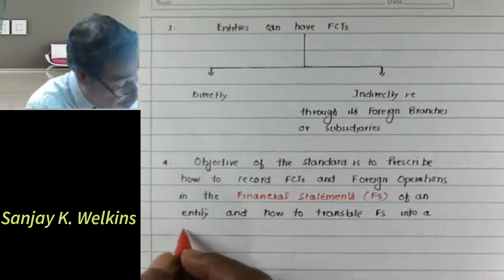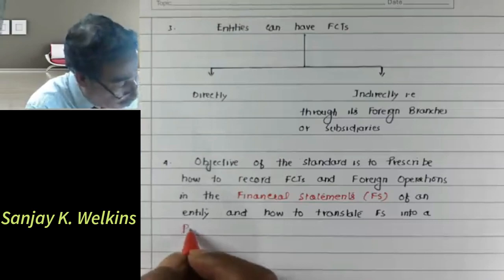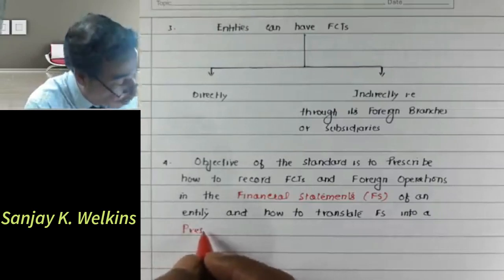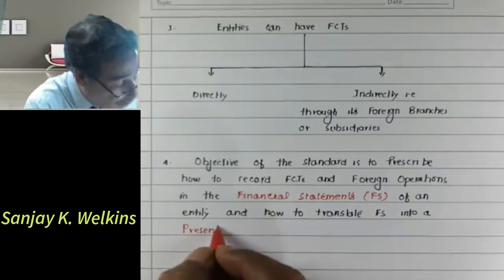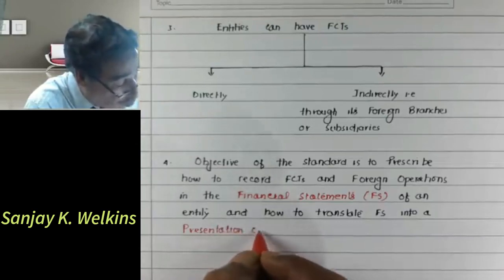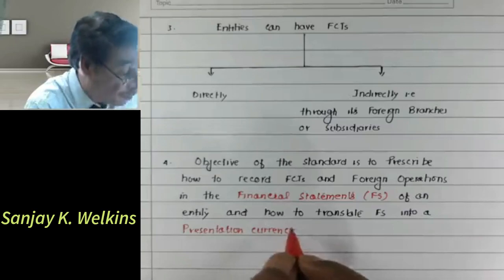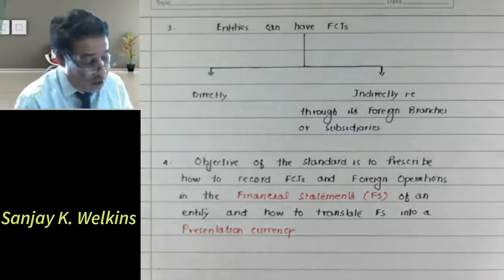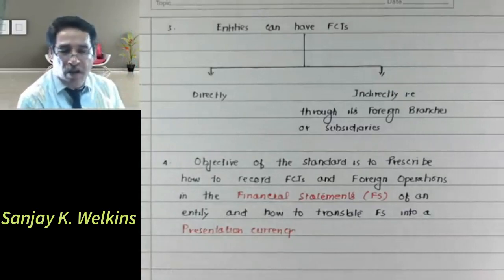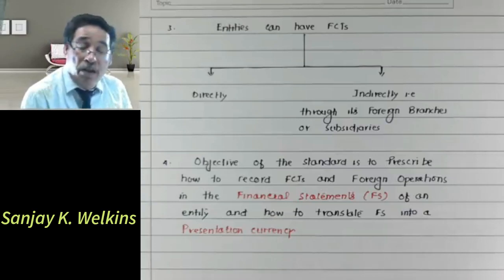I have already told you, it is not necessary that if you have recorded the transaction in the functional currency, you will use the same currency to present the financial statements. It could be a possibility that you may have to use a presentation currency for the same. Presentation currency. So these are the issues regarding which the guidelines are issued by this particular standard. The standard will tell us how to record the foreign currency transaction and of course our foreign operations. And we will see later on that generally it is recorded by using the functional currency. But then how to actually translate the financial statements into presentation currency.